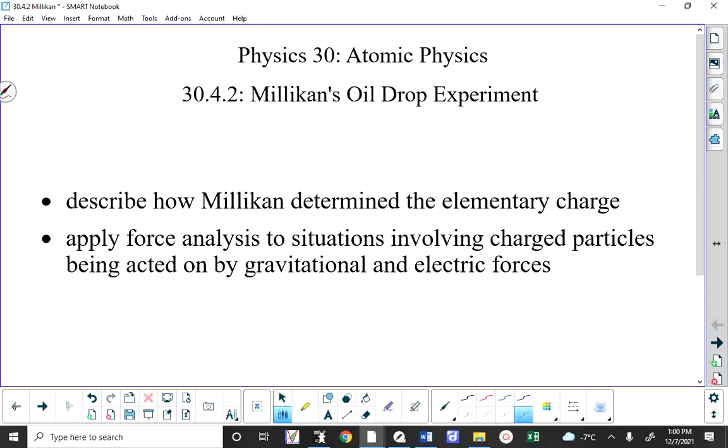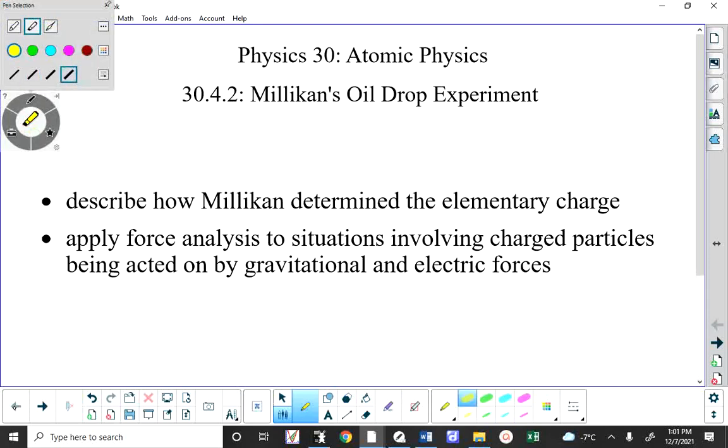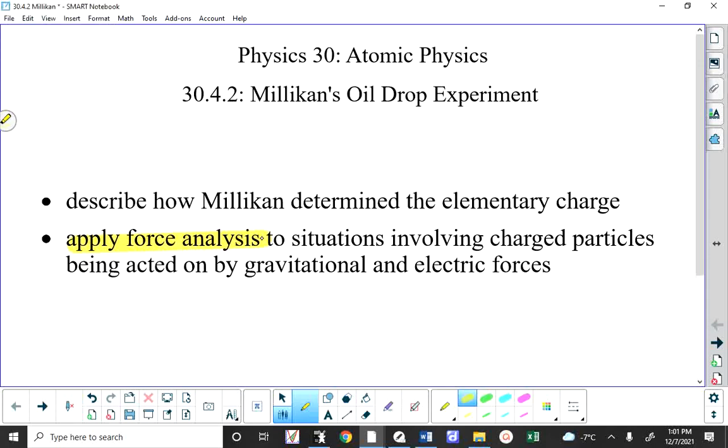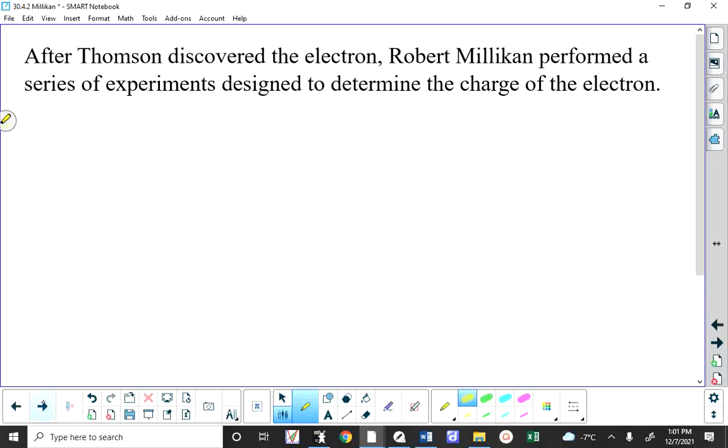You think about how would you even begin to determine the charge on a particle so small? The answer is, it's accomplished by doing a force analysis. In fact, the force analysis that we're going to do here in Millikan's oil drop experiment is pretty much the same type of force analysis we did when we answered question 17 a minute ago. We're going to be looking at balancing forces primarily. So once Thomson discovered the electron, Millikan determined the charge of the electron.